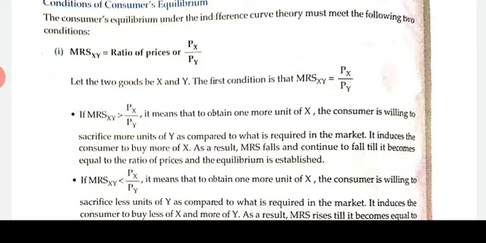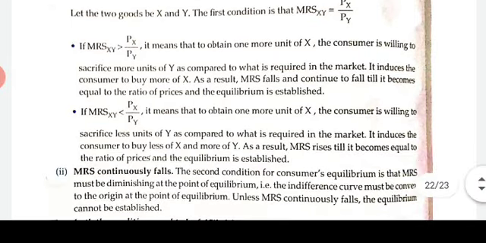So if MRS XY is greater than PX by PY, the consumer consumes more of X and less of Y. As the consumer consumes more of X, the MRS will fall and continue to fall till the equilibrium is restored.